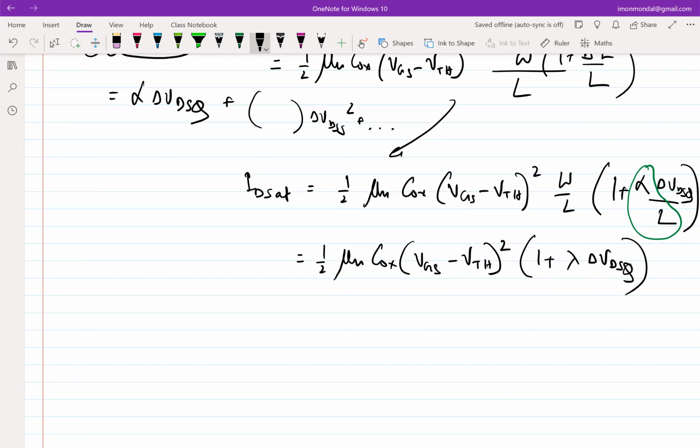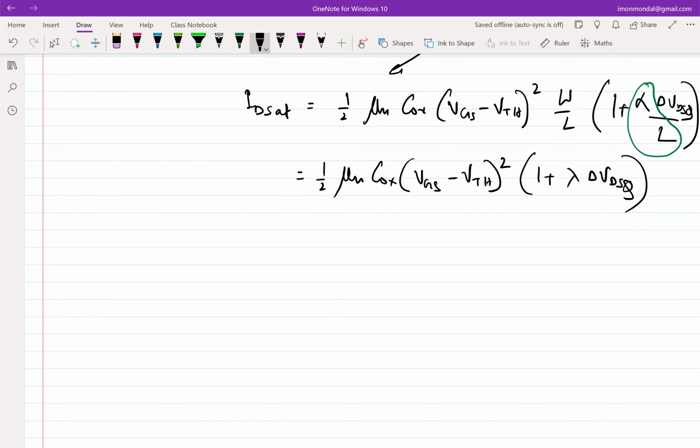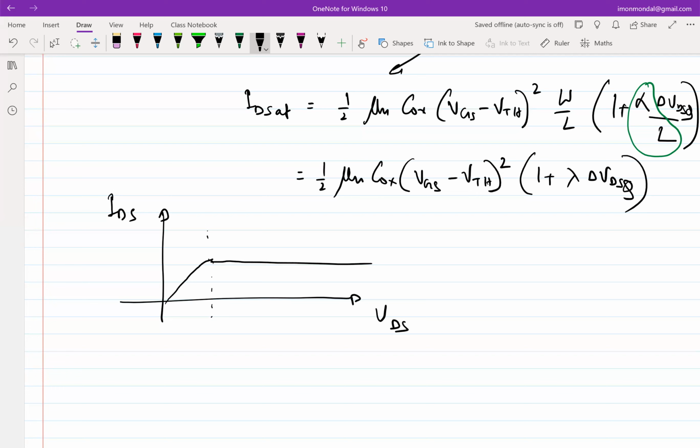Okay. So in other words, what I'm saying is the current voltage plot of IDS with respect to VDS, which was in saturation, was supposed to be constant, right? It was supposed to be half mu n Cox W over L, VGS minus threshold voltage whole square. This is what it was supposed to be, but now it's not that. It has a slope.